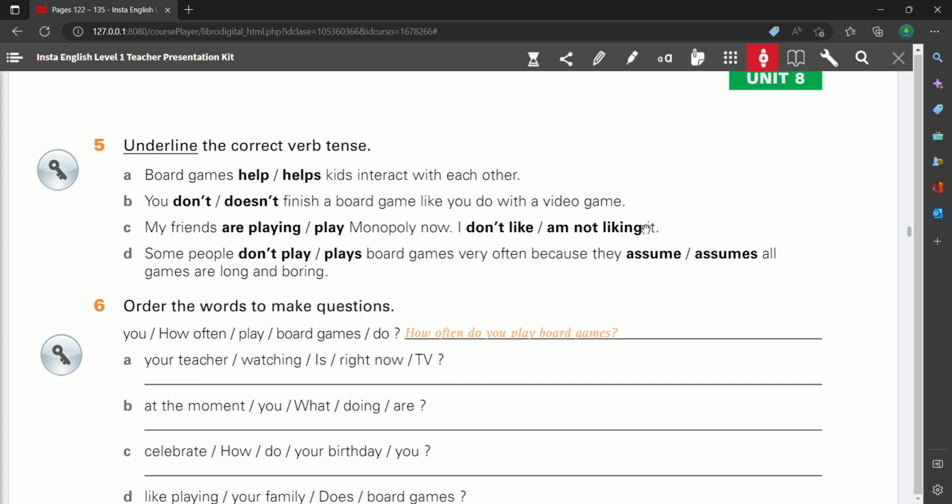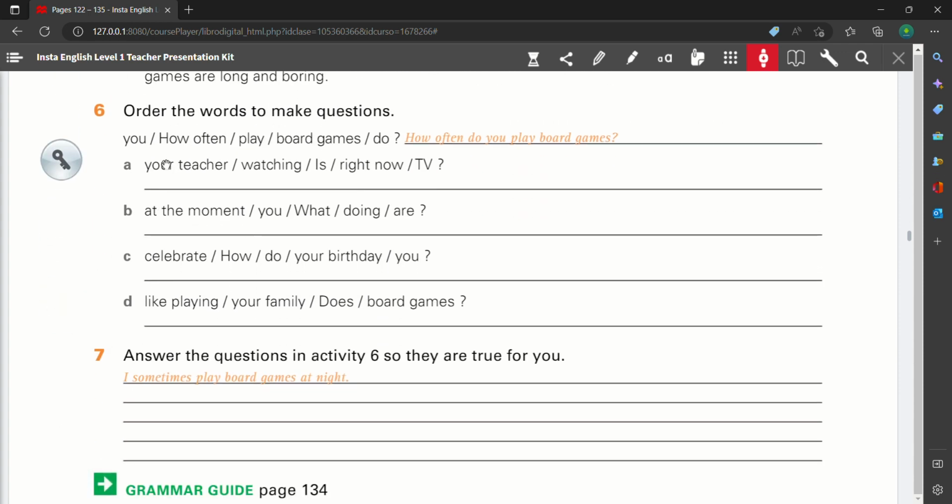I don't like this. A verb doesn't exist, okay? I don't like it. Some people don't play or play board games very often. Some people plays or don't play. Exactly. Some people, plural, don't play board games very often because they assume all games are long and boring. Ready? Yes. Now, in this part, we have our order.